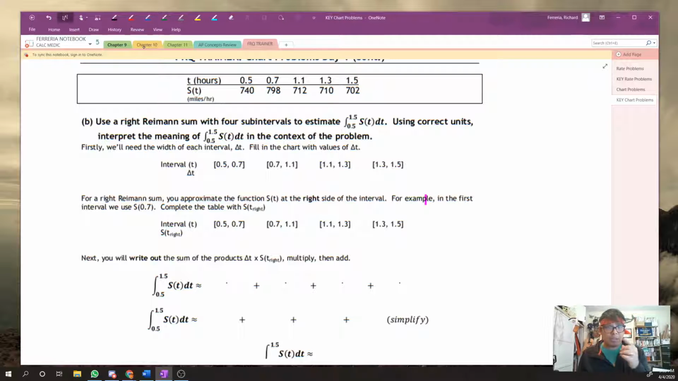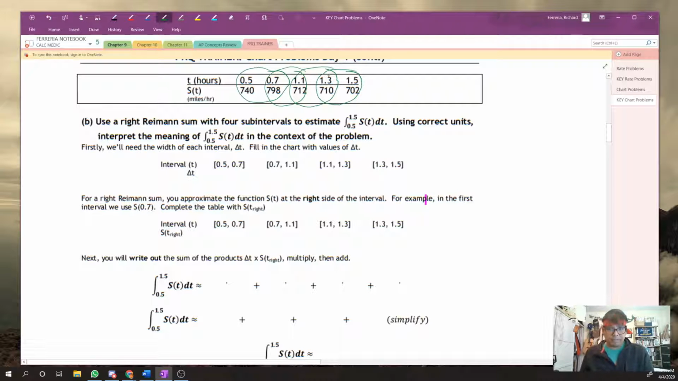So if I'm reading this right, we want 4 subintervals. Let's just count and make sure we have the correct number of subintervals. Here's the first subinterval, second subinterval, third subinterval, and the last, 4th subinterval. So we got 4 subintervals. Those are the correct stretches of t.